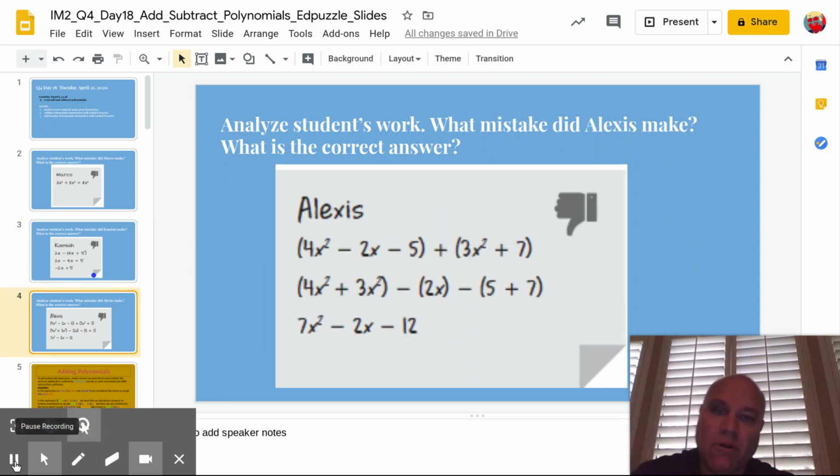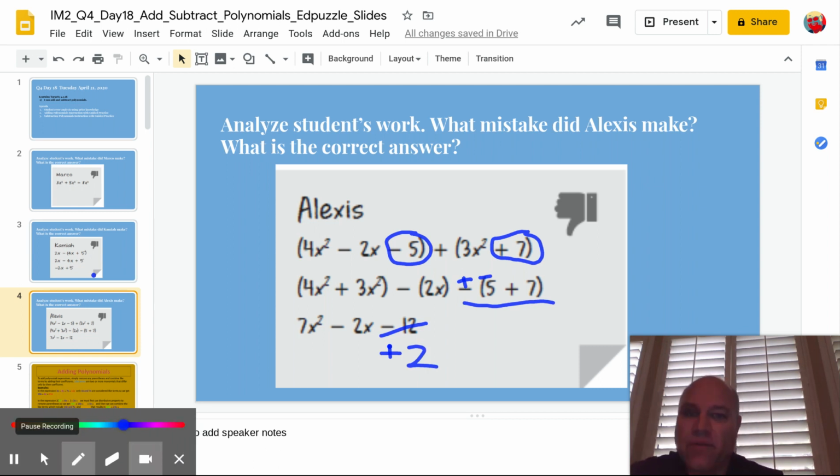Alexis has a beast of a problem here. She's adding a trinomial and a binomial. So she has 4x squared minus 2x minus 5, and then she's adding the binomial 3x squared plus 7. Again, this has a thumbs down. Alexis made some type of mistake. Can you figure out the mistake? What would be the correct final answer?